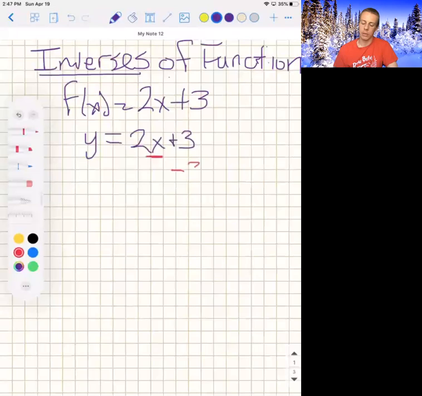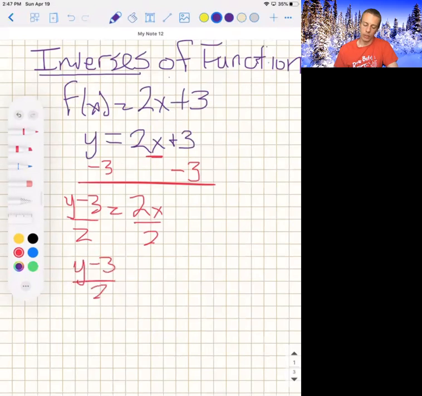So the first thing I would do is subtract 3 from both sides. That would give me y minus 3 equals 2x. And then we would divide by 2. So we're left with y minus 3 over 2 equals x. You say, all right, Mr. Jones, great, you're just doing a little bit of fancy algebra there. What does this really do for us?